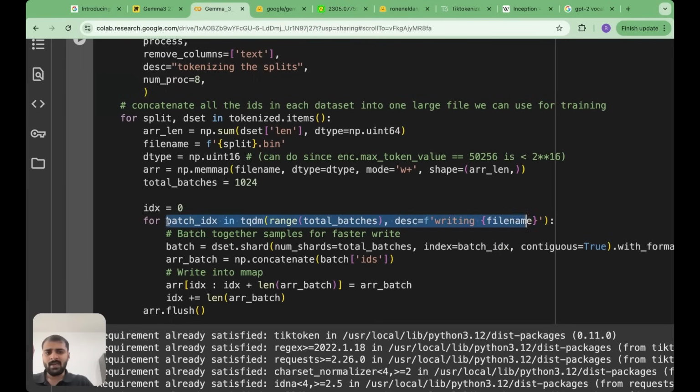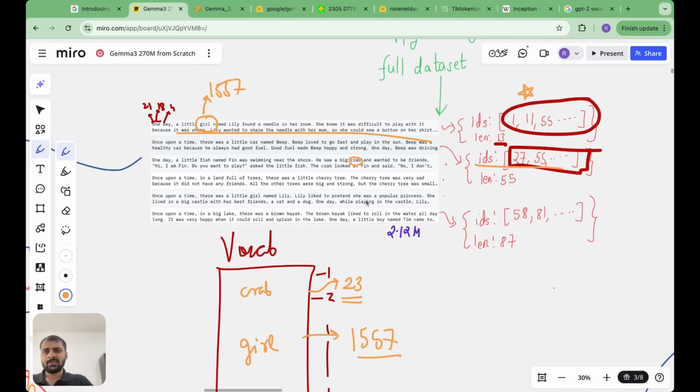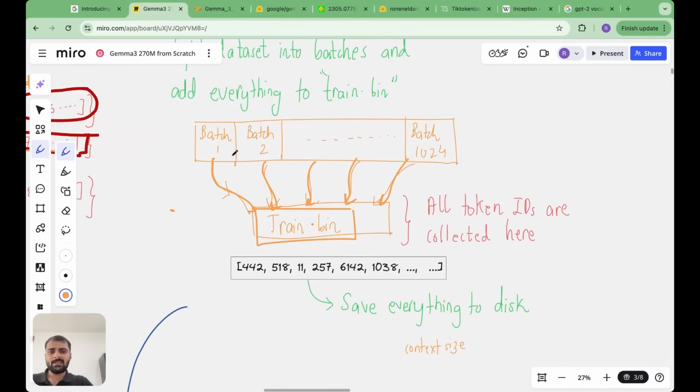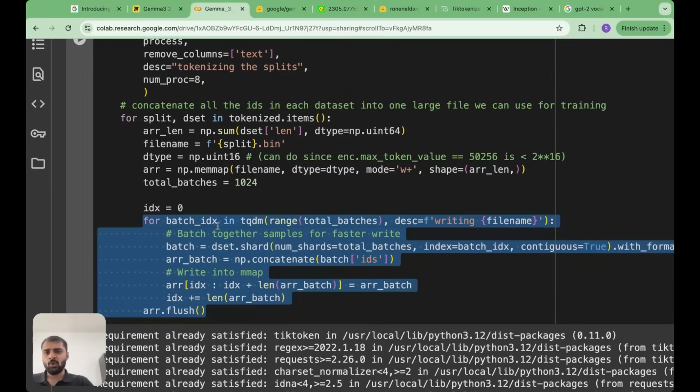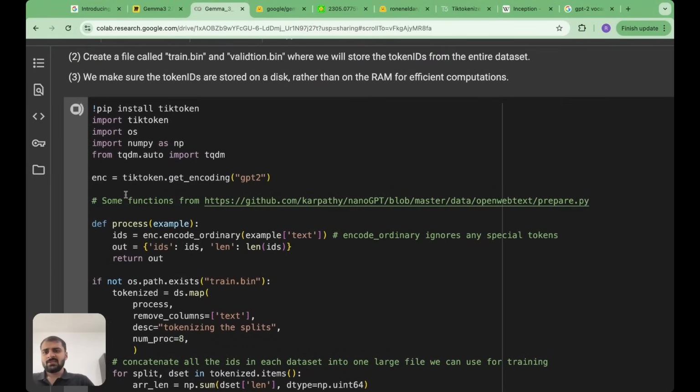And here is where we break all the token IDs into batches, and then we get the batch and we write it into our array. Similarly, we loop over all the batches. So this for loop is exactly what I mentioned over here. Right here, we get the batches and we write them into the train.bin file. That's this for loop over here. Okay, so just run this right now.